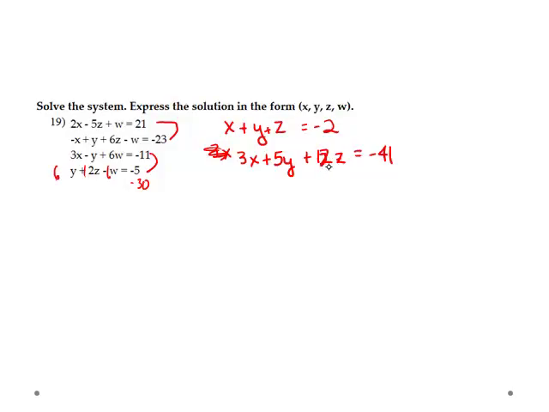Let's see what else we can take care of here. If we subtract these 2 equations, we can eliminate the w, and we would have negative x plus y minus y is no y's, 6z minus 2z is 4z, and then negative 23 plus 5 is negative 18.